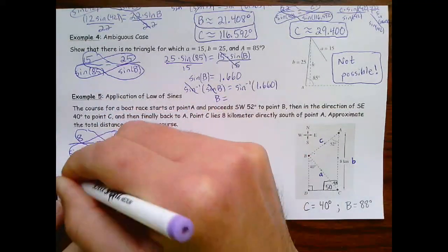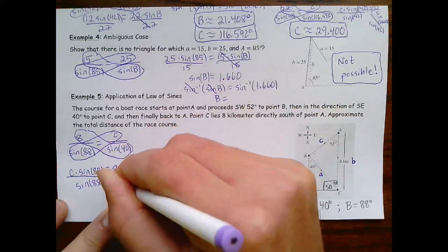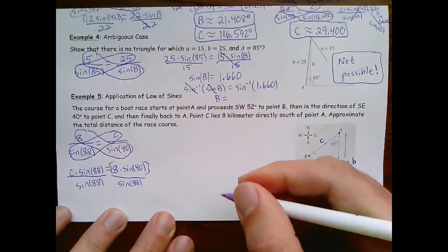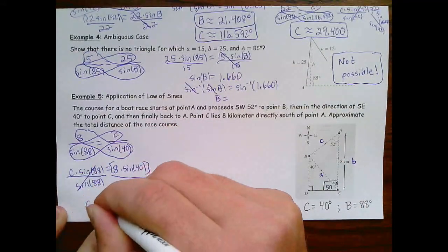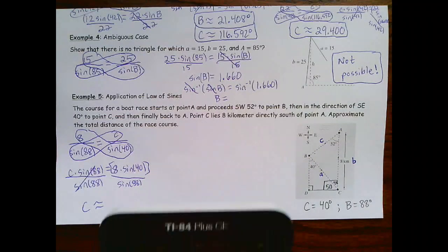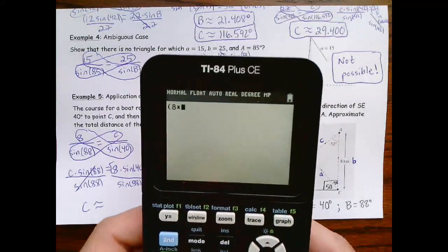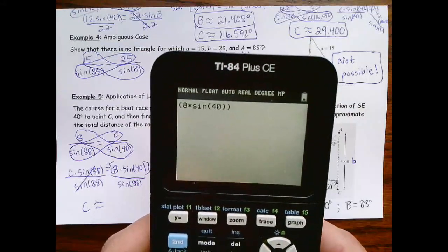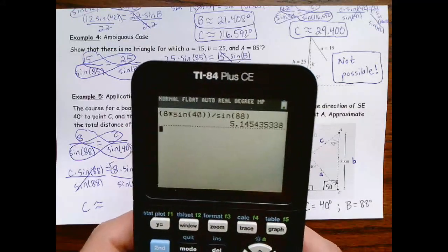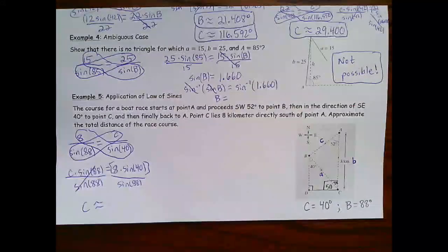Get C by itself, so I'll divide both sides by sine of 88. Of course, extra parentheses so the calculator doesn't freak out. I'll use brackets so they look different than the parentheses there. Let's see, we have C, no pun intended, is approximately, let's go in the calculator, right? So parenthesis 8 times sine of 40, parenthesis, divided by sine of 88. And in this case, we get something like 5.145.